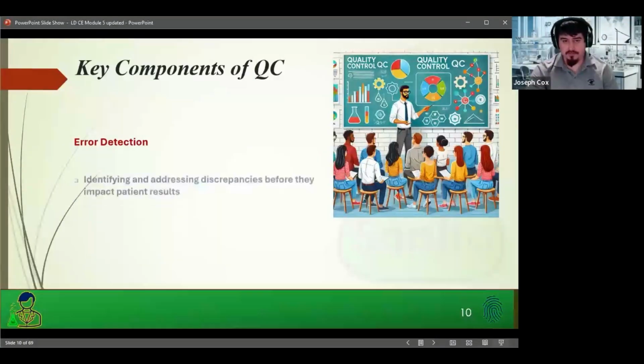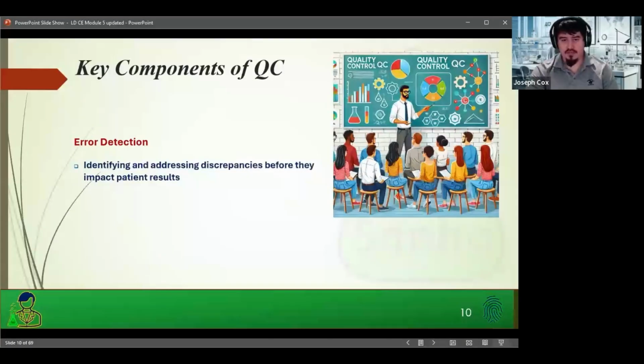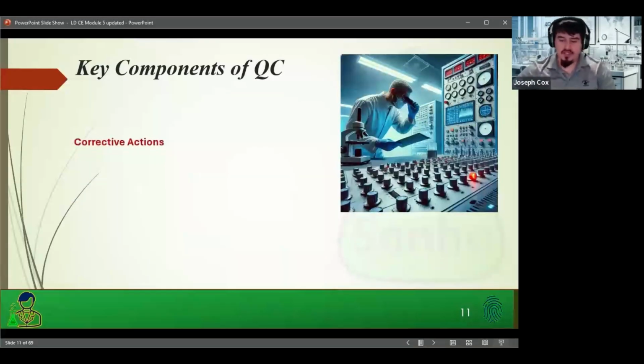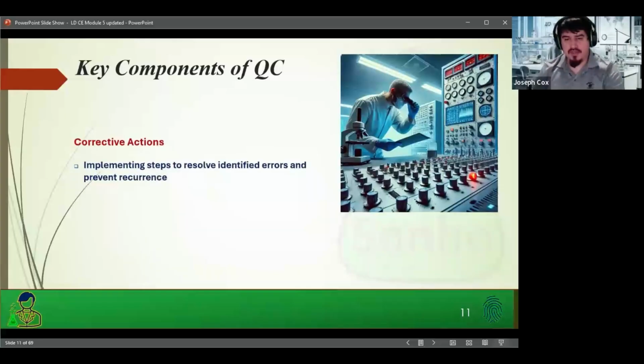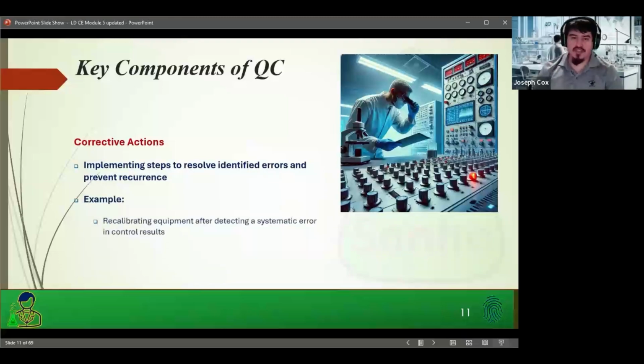And error detection, identifying and addressing discrepancies before they impact patient results. Example, flagging out of control range or out of range controls results for immediate investigation. And then corrective actions, implementing steps to resolve identified errors and prevent reoccurrence. Example of this is recalibrating equipment after detecting a systematic error in control results.